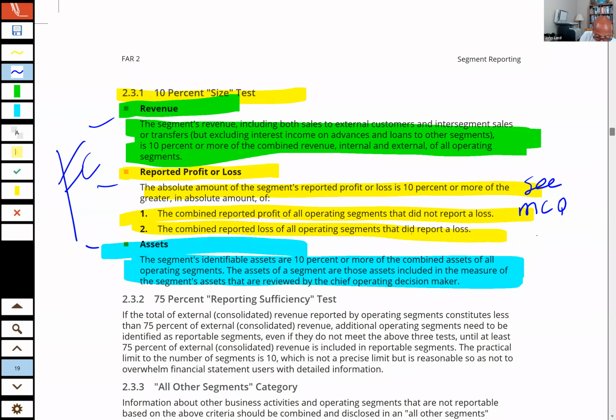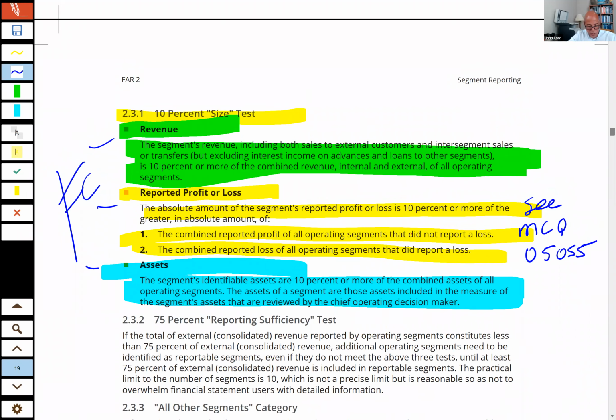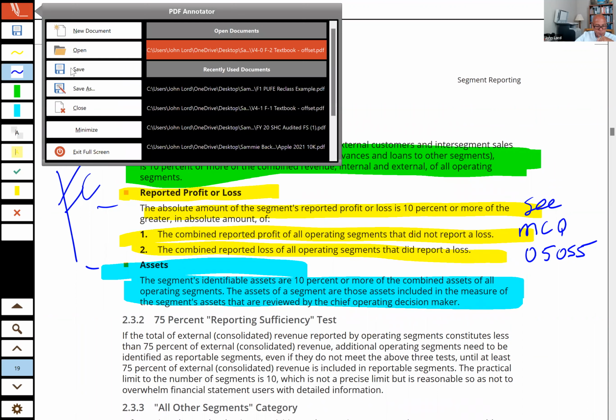So for that one, I'm going to ask you to see MCQ 05055. Let's just look at that together, because that reported profit or loss thing gets a little hard to visualize. So I'm going to go ahead and show you that one.